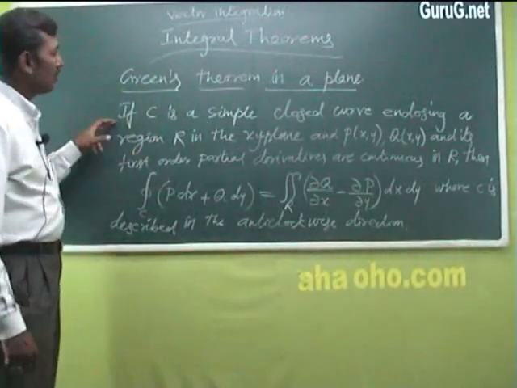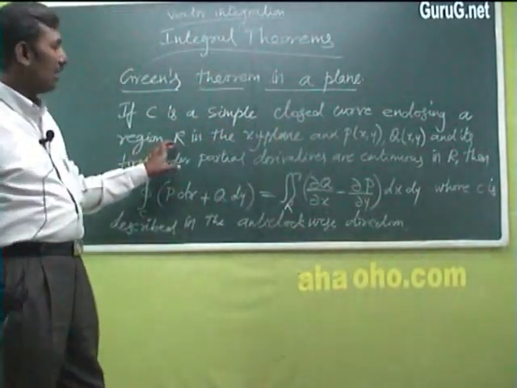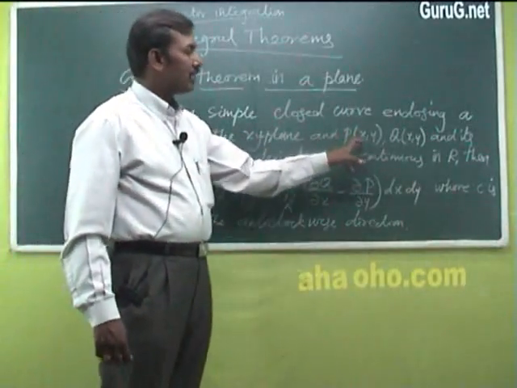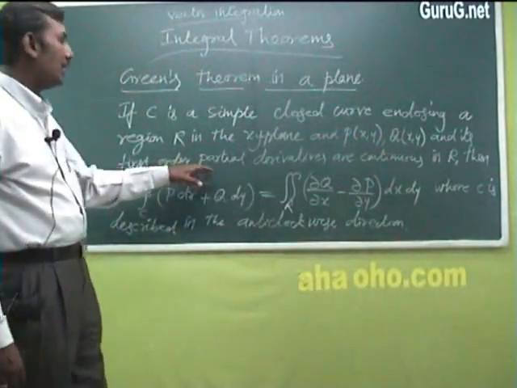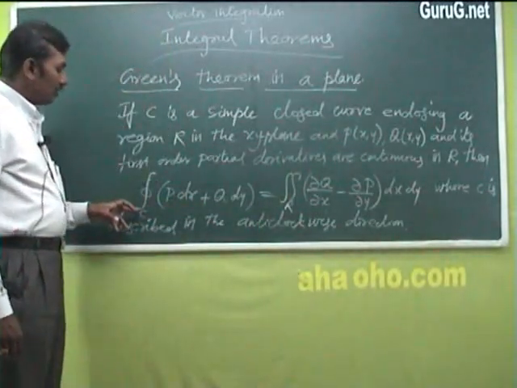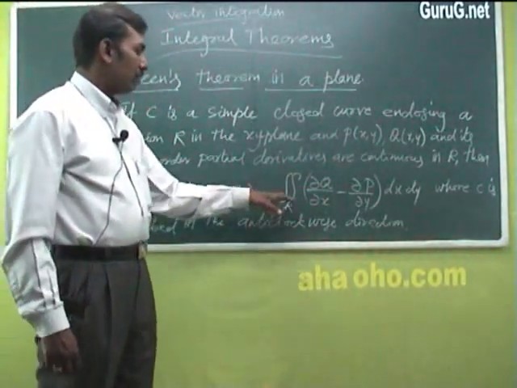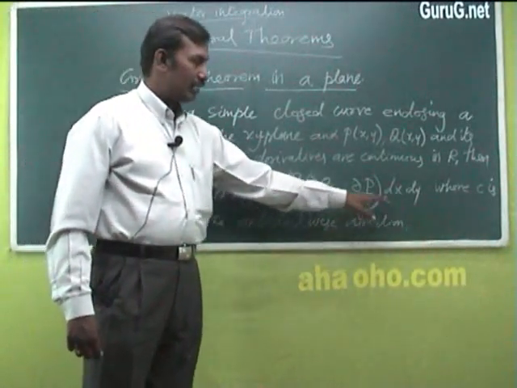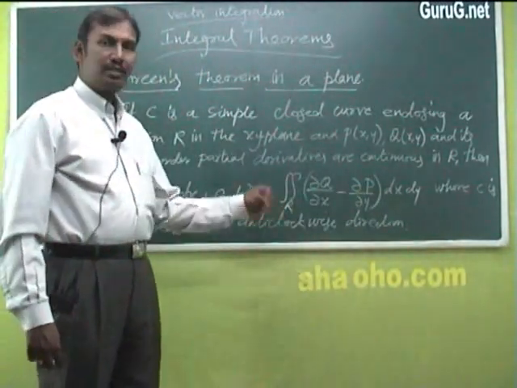What will be the statement? If C is a simple closed curve enclosing a region R in the xy plane, and P of xy and Q of xy and their first order partial derivatives are continuous in R, then integral over C P dx plus Q dy equals double integral over R of dou Q by dou x minus dou P by dou y dx dy, where C is described in the anti-clockwise direction.